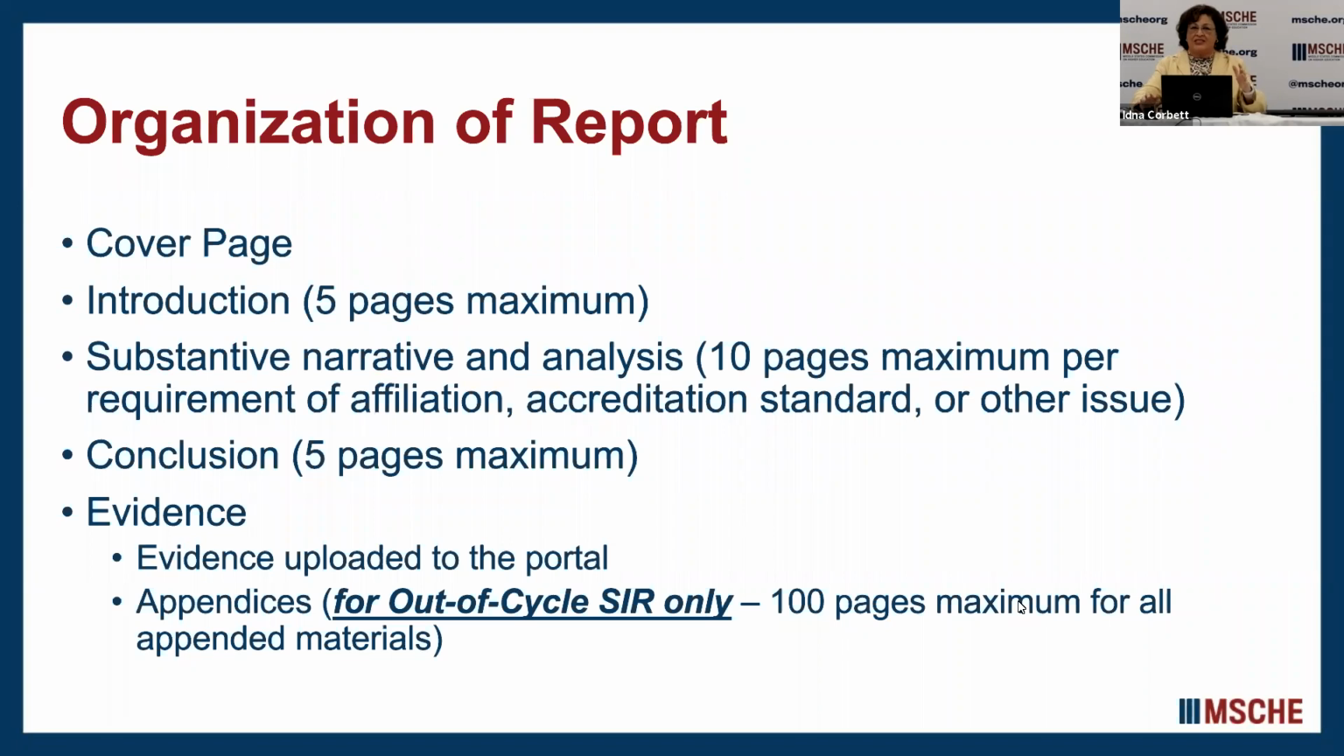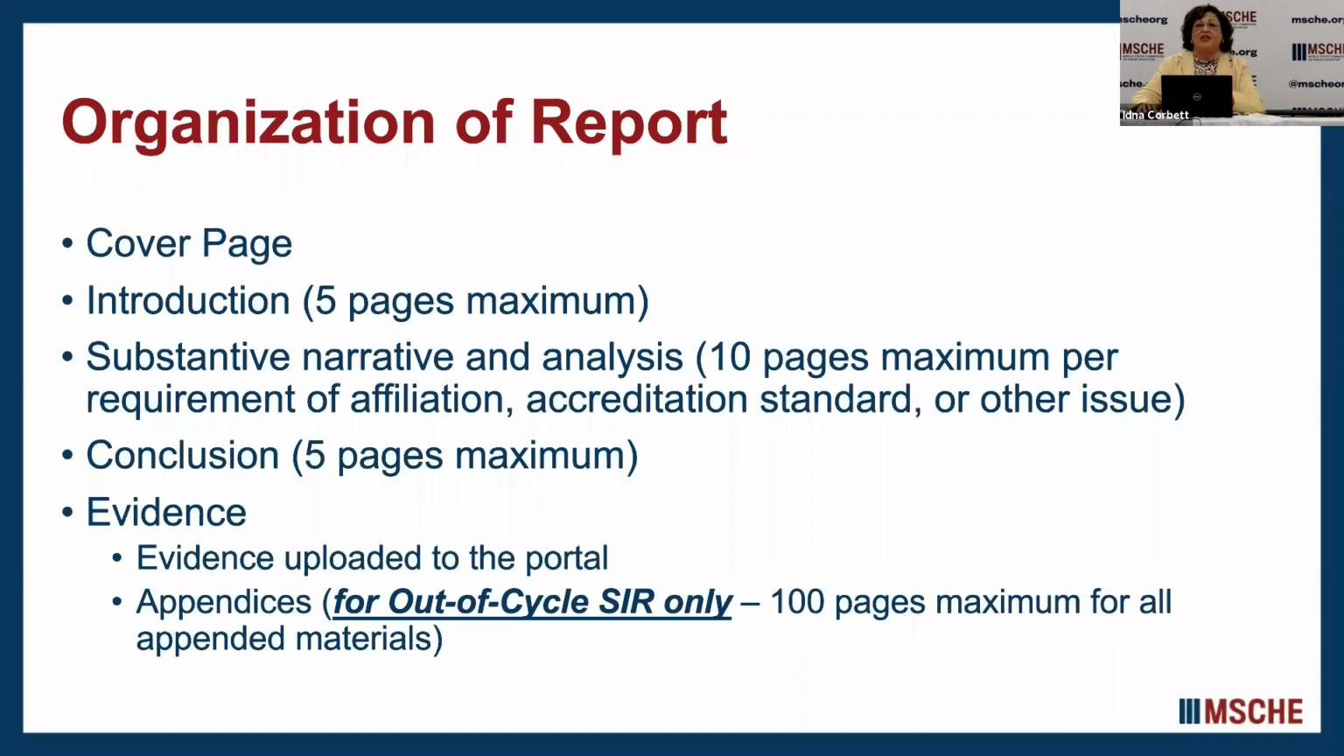Now, how do you organize the report? First, you should have a cover page. The introduction would be 5 pages maximum. In the introduction, you want to cite verbatim the commission action. Say the commission says, and then write the full action. You can provide some background information on the institution, some information that will provide the reader, the peer evaluator, a little bit more of a context about your institution. Then you will provide the substantive narrative and analysis.